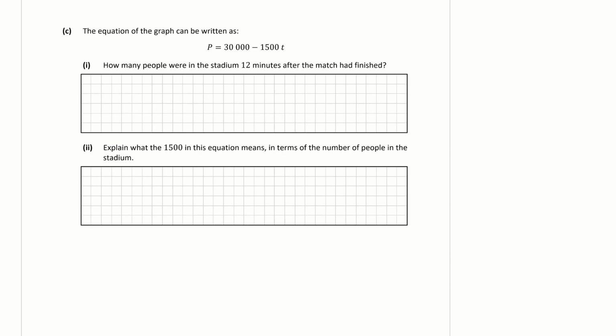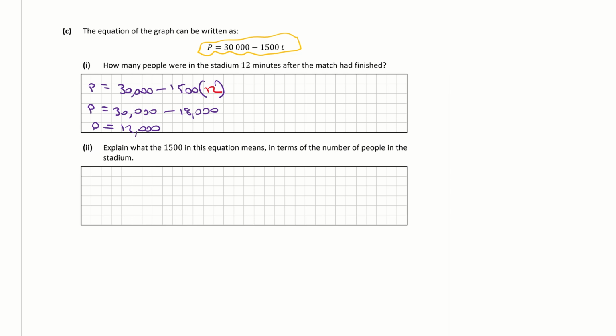See part 1. How many people were in the stadium 12 minutes after the match had finished? So the equation of the graph here, we can use this to solve for P, the amount of people. So P is equal to 30,000, 30,000 being the original amount, minus 1500 multiplied by T, T is 12 minutes. So that's getting me P is equal to 30,000 minus 18,000. So after 12 minutes, there are 12,000 people left.